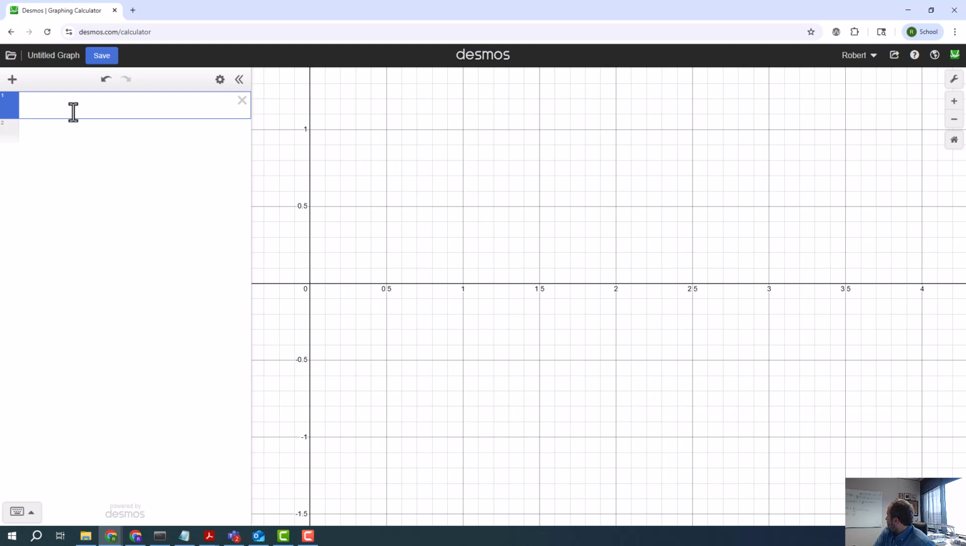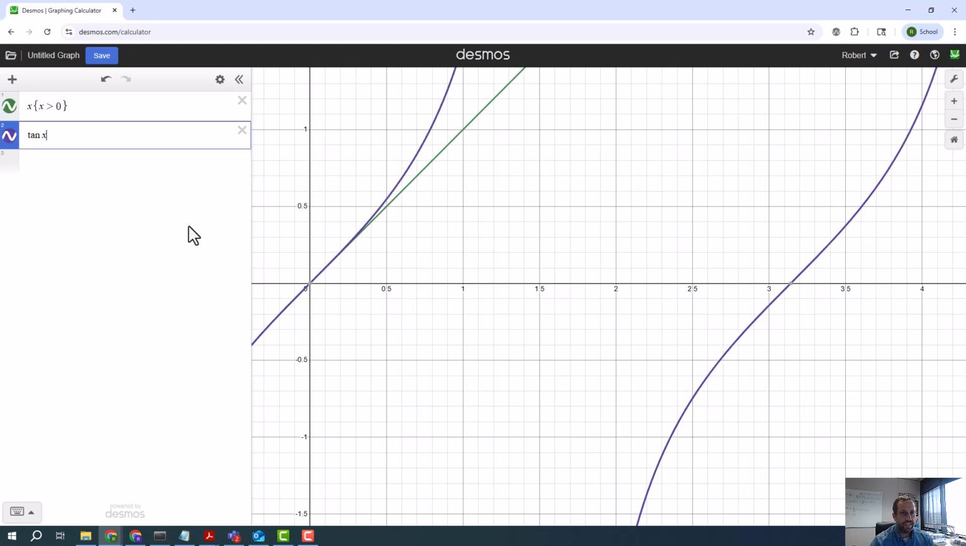And so that gave us tangent of the square root of lambda equals the square root of lambda. Here we're going to look at positive values. So I'm going to graph x, and this is going to be for x greater than 0. And I'm going to graph tangent x, also for x greater than 0.